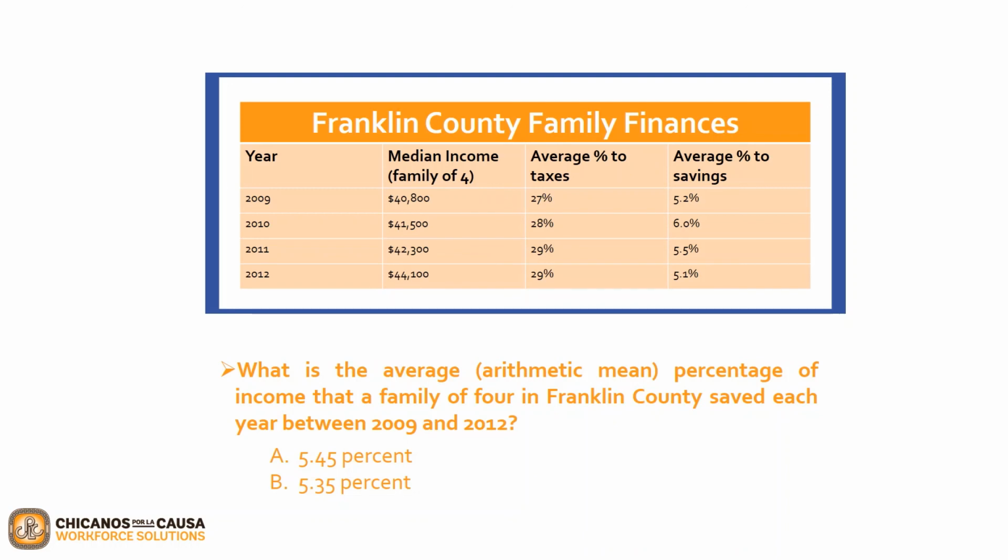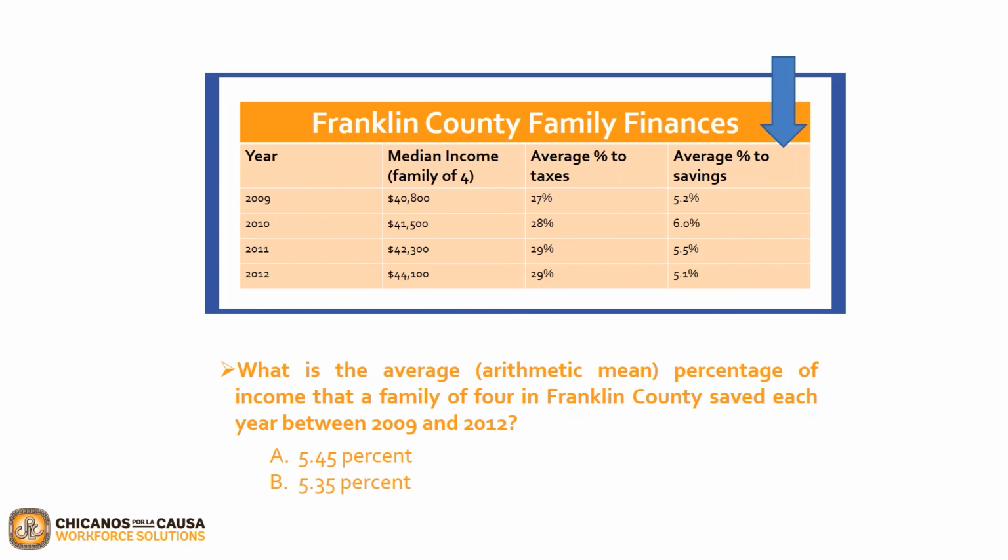In order to answer the question, we will need to find the column addressing the average percentage of savings. There we go. We found it. So now that we have found it, we will need to add the totals for all 4 years. So that will be 5.2% plus 6% plus 5.5% and 5.1%. And then divide that total number by 4.